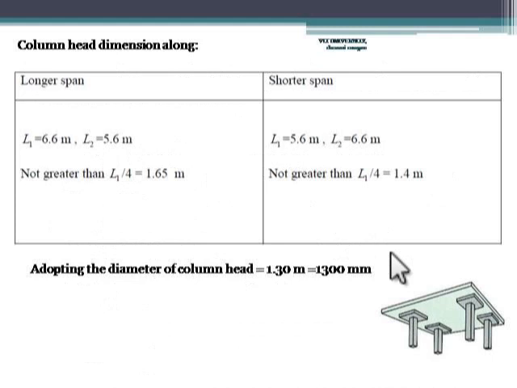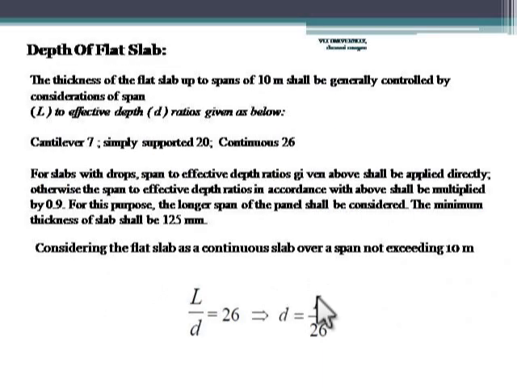Column head dimensions for longer span and shorter span. The column head shouldn't be larger than L by 4, that is 1.65 for longer span and 1.4 for shorter span. Adopting the diameter of column head as 1.30 meter, that is 1300 mm.